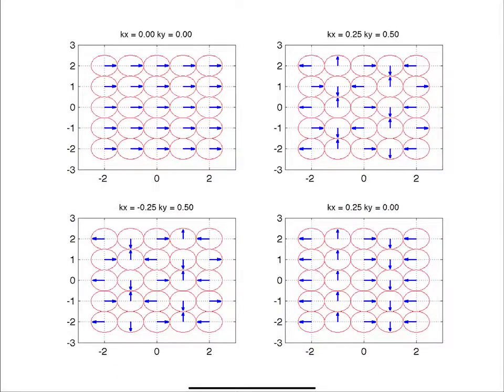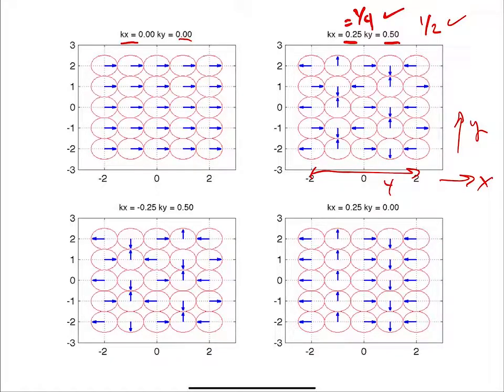So let's take a look at some examples here. This would be kx equals 0, ky equals 0, and for this case there's no spatial dependence on the orientation of the spins. Here I've got kx equals 0.25, ky equals 0.5. Let's see if that makes sense. What's the period in the x direction? How long does it take to get the spin back to the same orientation? 4, right? So the period here is 4, and that's equal to 1 over 4. What about in the y direction? The period is 2, so that's 1/2. That checks out.